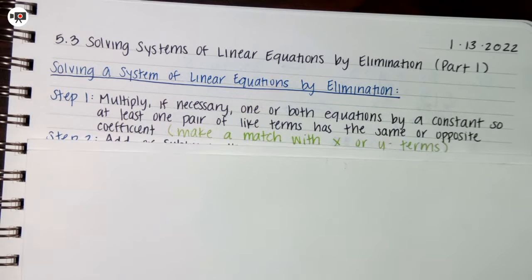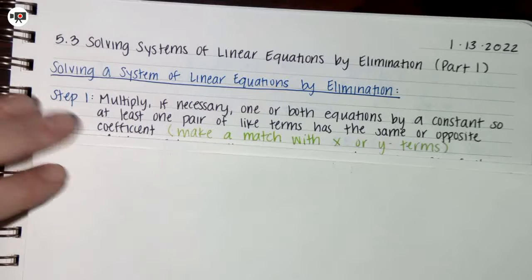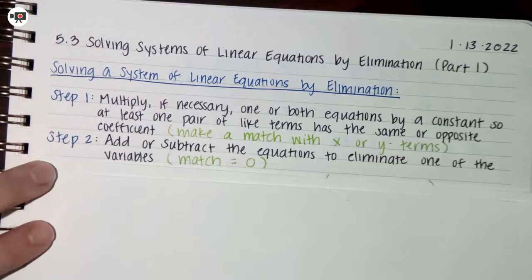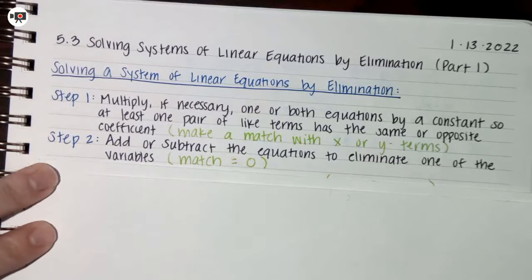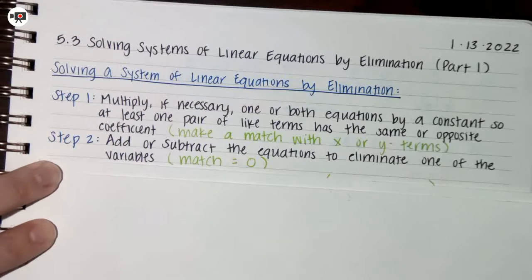Step 1 would be to multiply, if necessary, one or both equations by a constant, so at least one of the pairs of like terms has the same or opposite coefficient. We want our equations to make a match in the coefficients. So we need a match with my x or my y terms, meaning they have to have the same coefficients or opposite signs. Step 2, you're going to add or subtract the equations to eliminate one of the variables.